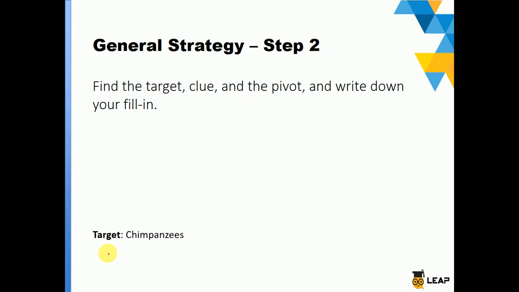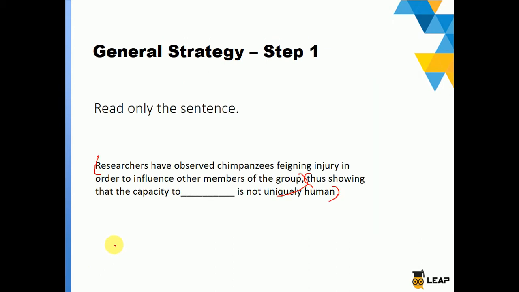So let's look at them one by one. What is our target? If you look at the sentence again, the target was chimpanzees. Hang on, I'll just show you the sentence one more time for another read through. Alright? The target here is chimpanzees. Why? Because we are clearly talking about chimpanzees.